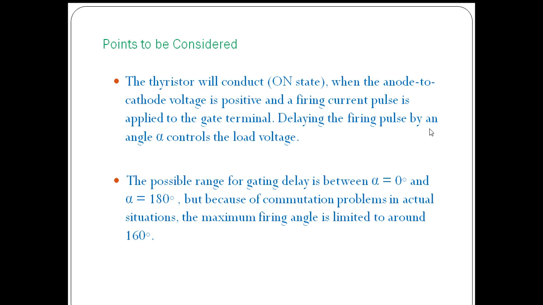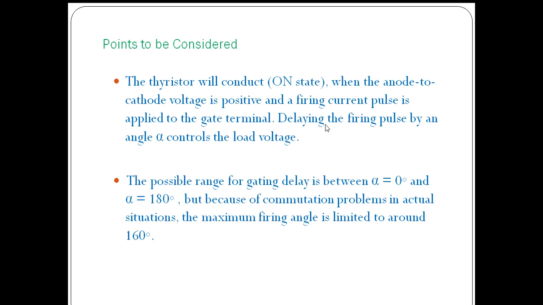Delaying the firing pulse by an angle alpha controls the load voltage. When we are discussing the characteristics of SCR, we have observed that to conduct the device, we require two things. One is the anode to cathode voltage has to be positive. Then the device will be forward biased, so the device will be in forward blocking state. To bring the device from forward blocking state to forward conduction state, we need to apply the firing pulse, gate pulse across the gate terminal of the SCR.